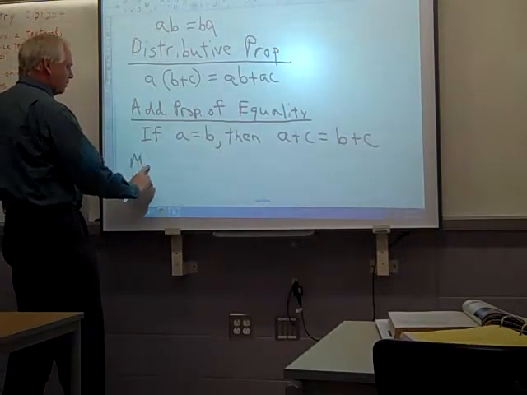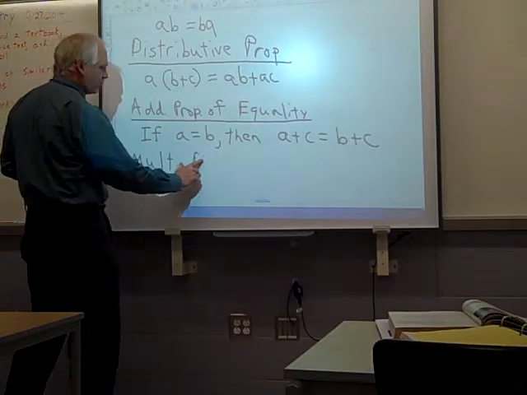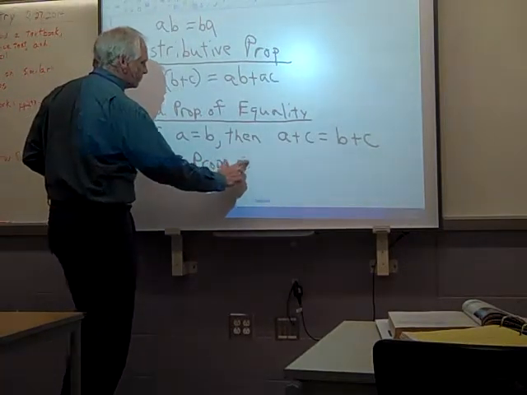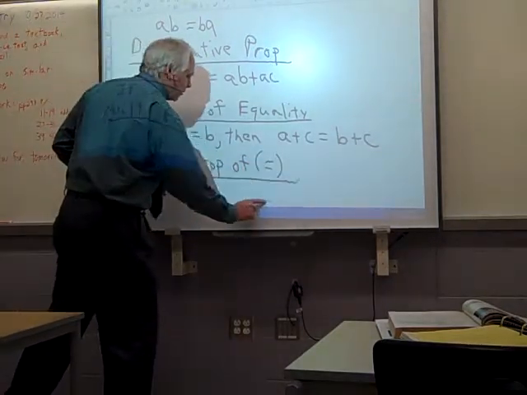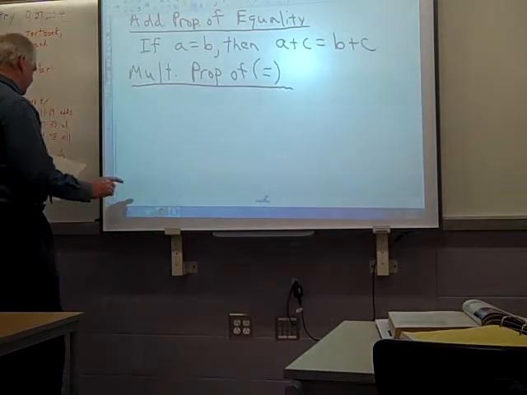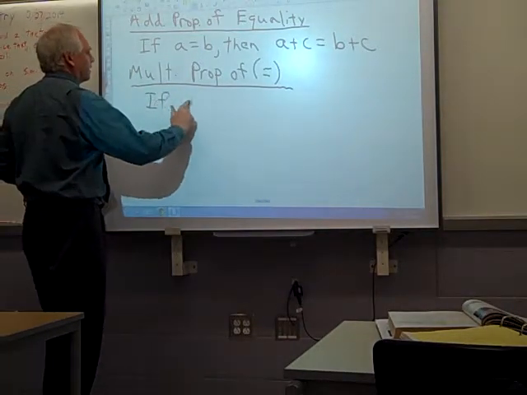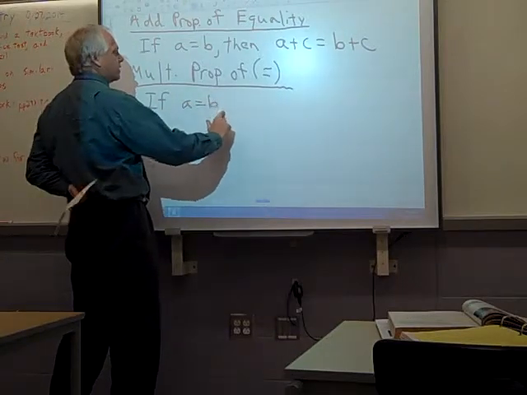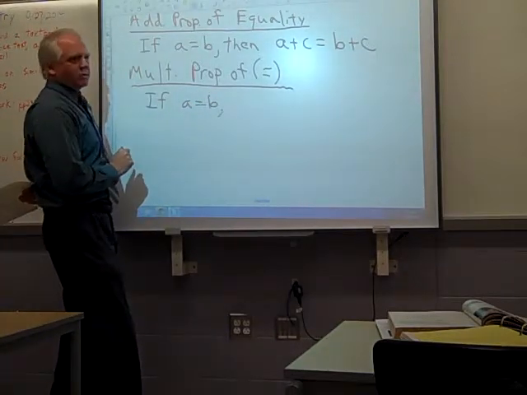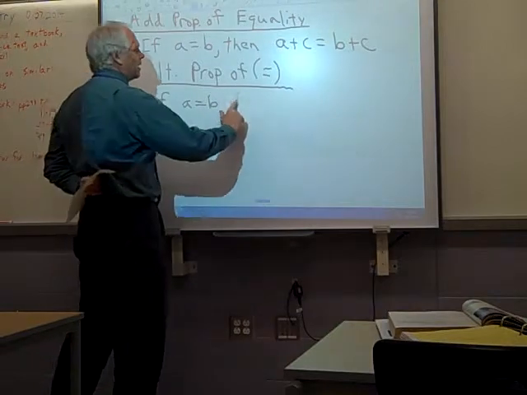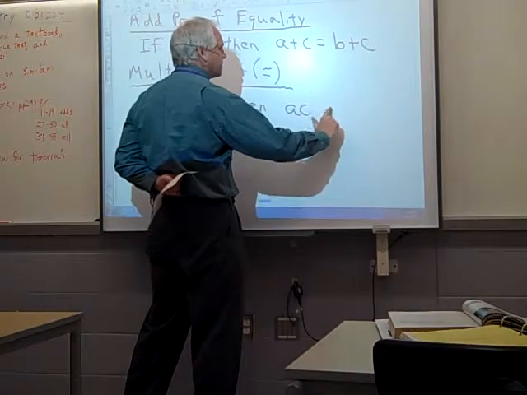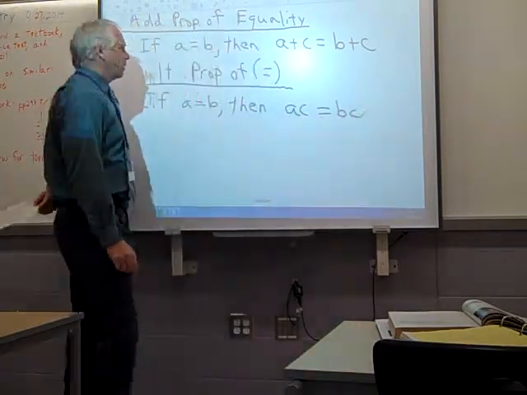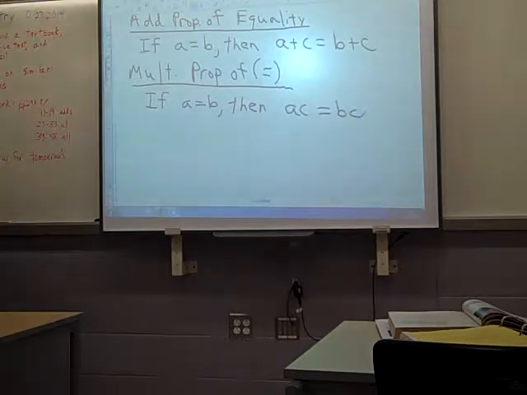And we have a multiplication property of equality. Just put equals in parentheses like that. Multiplication property of equality states the same thing. For the hypothesis, or the antecedent, remember that? If A equals B, then that C comes into play. A times C equals B times C. Multiplication property of equality. All right.